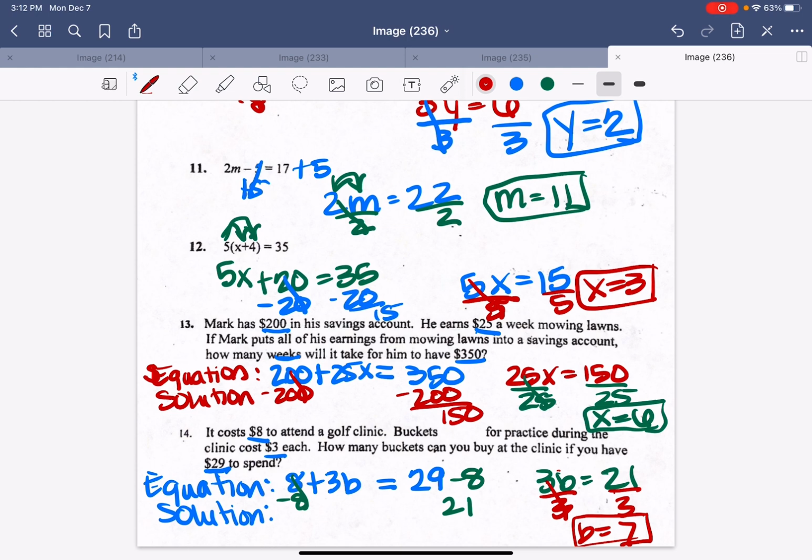Okay, so these are the review questions. If you have any other questions, please let me know, and then you can use that review on your test.